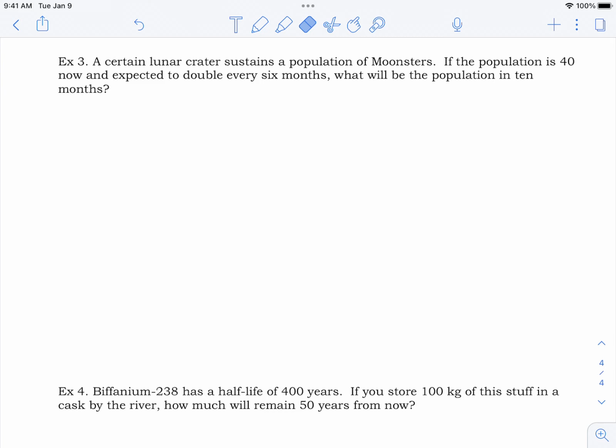You might expect we could use a geometric growth formula. Well, we almost kind of can. What am I talking about here? Okay, a certain lunar crater sustains a population of moonsters. The population is 40 now, and it's going to keep doubling every 6 months. What will be the population in 10 months?